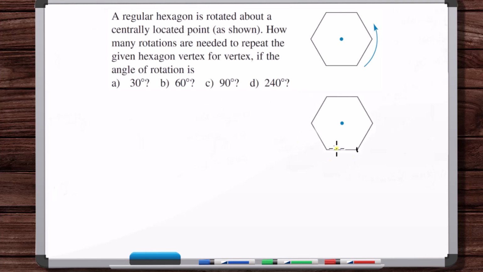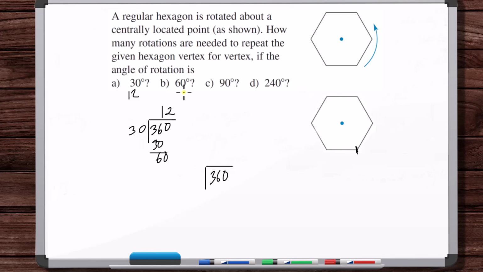Yeah, that's right. So how many times do we need to rotate the hexagon consecutively 30 degrees until we've got this exact same figure here, in terms of this vertex being at the same location as where it started? Well, okay, for part A, it's just 360 divided by 30. So 12. If you apply this rotation 12 times, you'll have the exact same figure back.